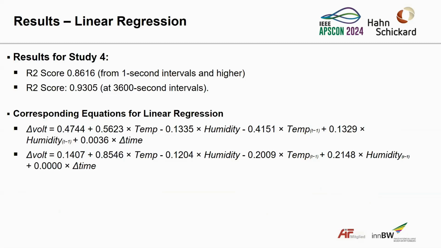Similarly, at 3600 seconds, we have an R2 score of 0.9305. We can see that even the simpler algorithms can make such predictions. Corresponding equations for linear regression are there, so you can manually put in the values and get the results if you just want to observe this behavior. And there is the R2 score of 0.9305 at 3600 seconds because there is no higher temporal resolution being analyzed. So there is no temporal factor; the delta time factor is 0.